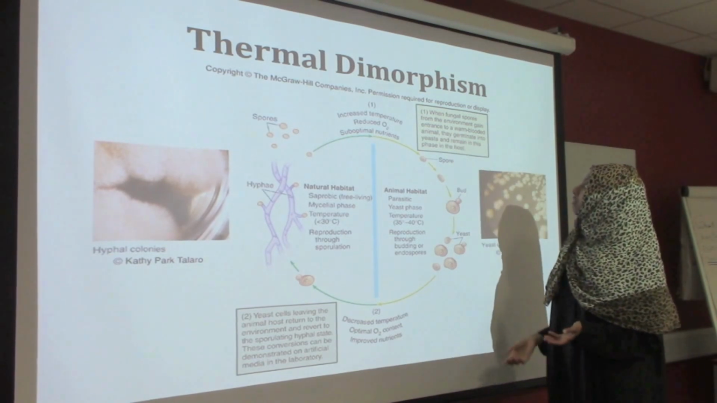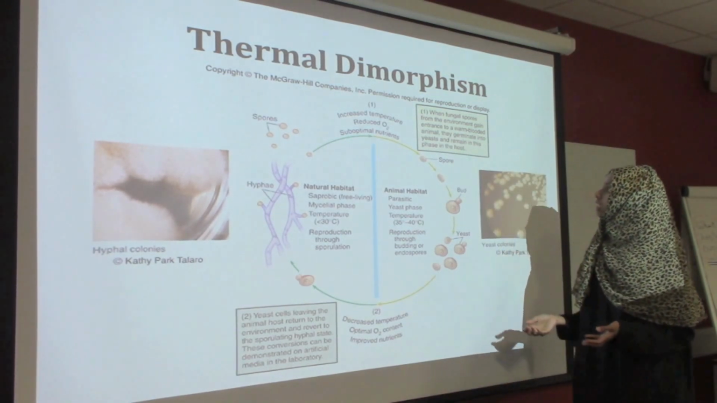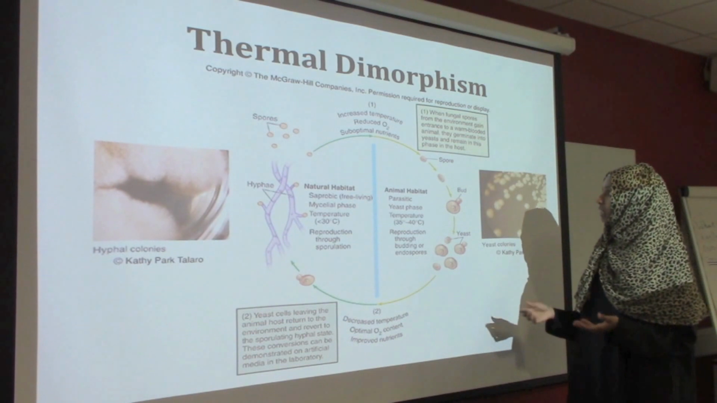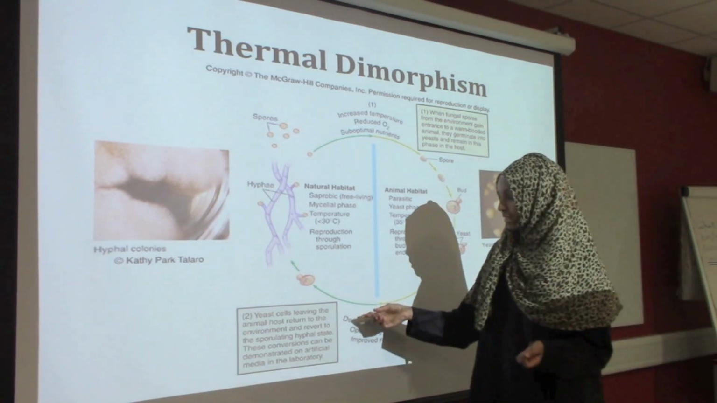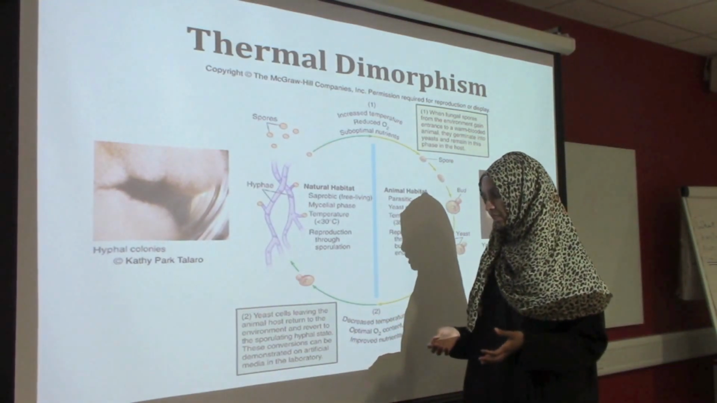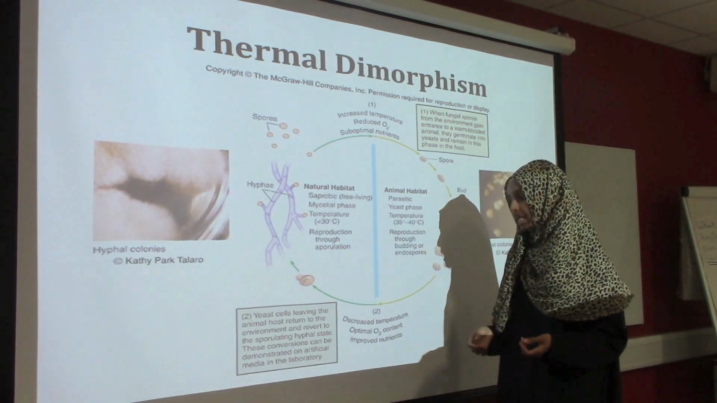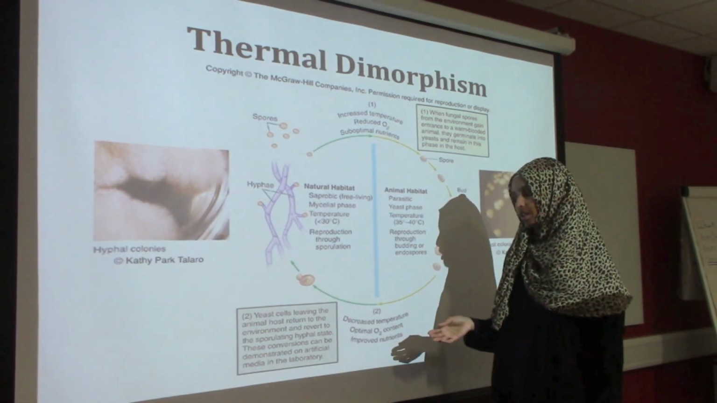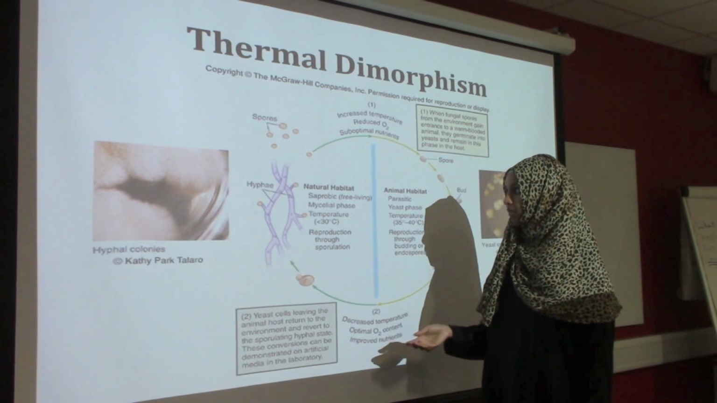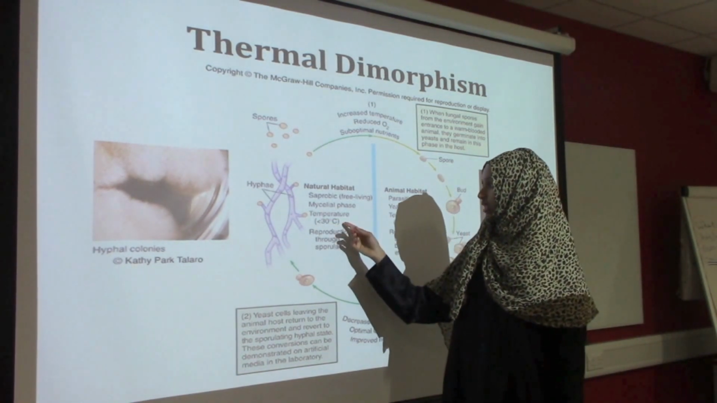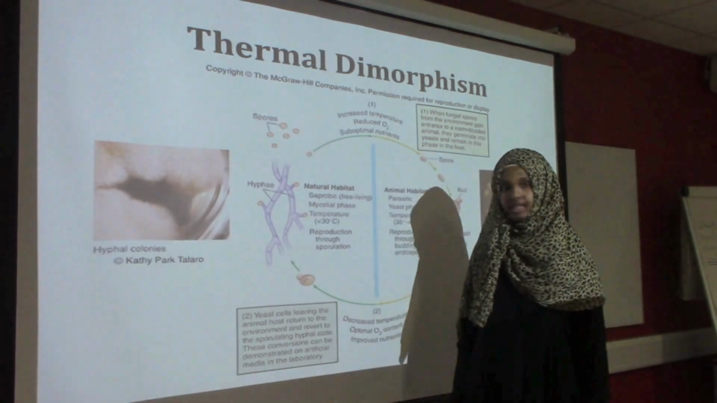When fungal spores from the environment gain entrance to a warm-blooded animal, they germinate into yeast and remain in this phase in the host. Yeast cells leaving the animal host return to the environment and revert to the sporulating hyphal state. These conversions can be demonstrated in artificial media in the laboratory. The optimum temperature being less than 30 degrees for hyphae in its natural habitat.